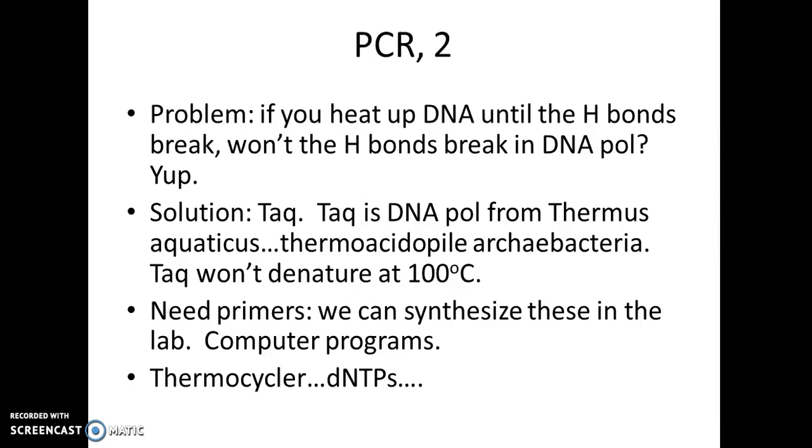The solution is TAC, and it is from the DNA polymerase from an archaebacteria called Thermus aquaticus. Thermus aquaticus is a thermoacidophile, and it's an archaebacterium, which means that it loves hot temperatures. So TAC will not denature at 100 degrees Celsius. We need primers, which we can synthesize in the lab, and we need a thermocycler that can heat up and cool down on a dime spontaneously. And of course, we need deoxynucleotides.